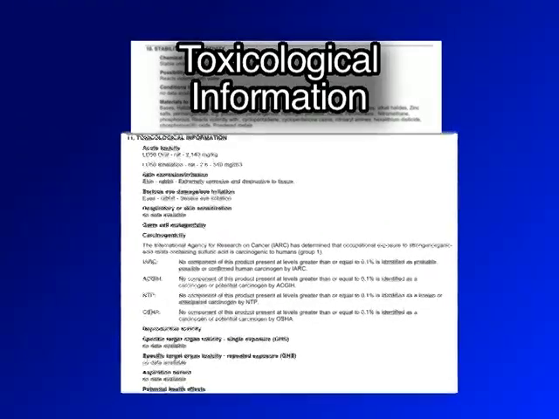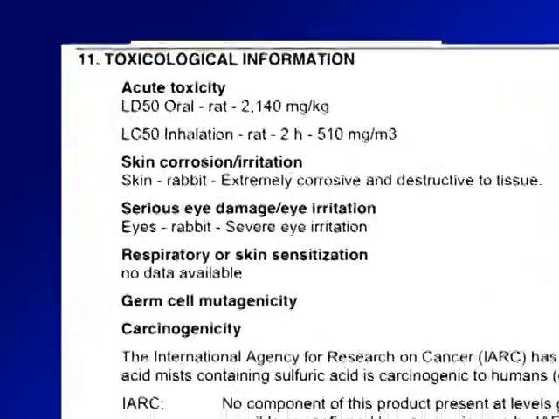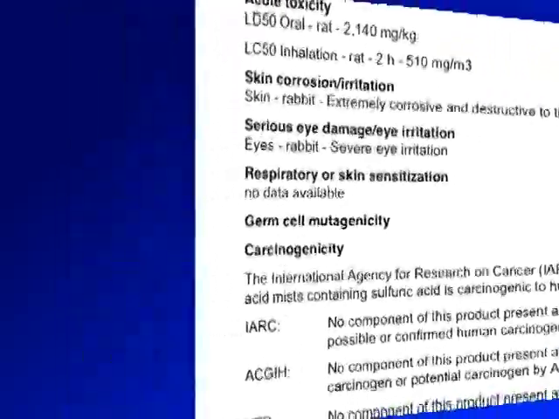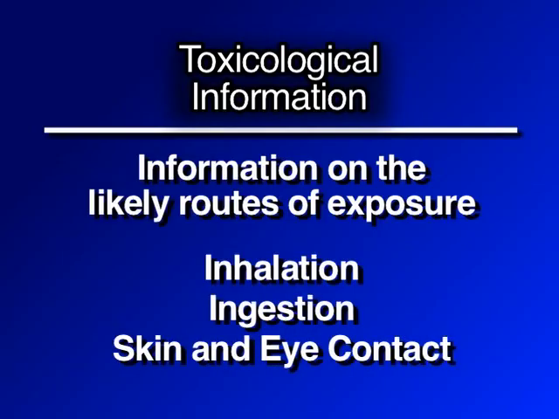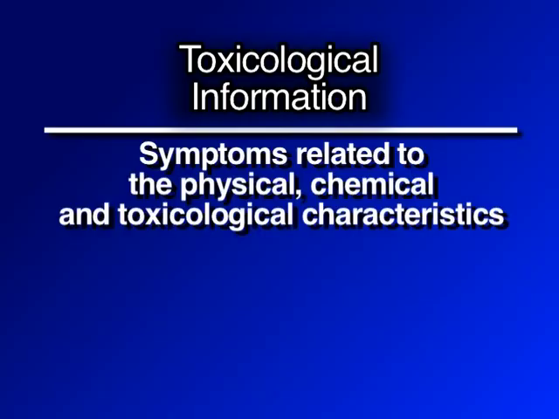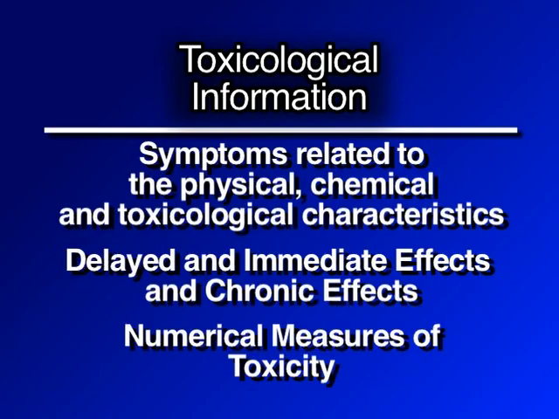Section 11. Toxicological information. Description of the various health effects and the available data used to identify those effects, including information on the likely routes of exposure, such as inhalation, ingestion, skin and eye contact, the symptoms related to the physical, chemical, and toxicological characteristics, delayed and immediate effects, and also chronic effects from short and long-term exposure. Numerical measures of toxicity, such as acute toxicity estimates if known.